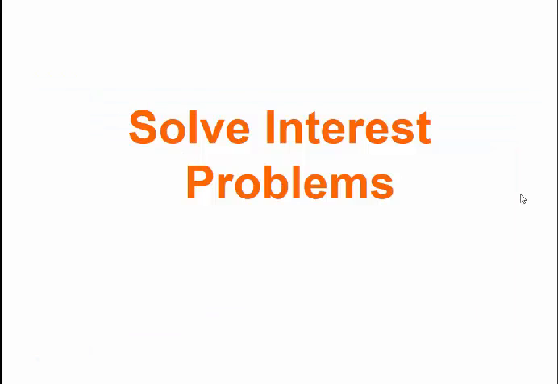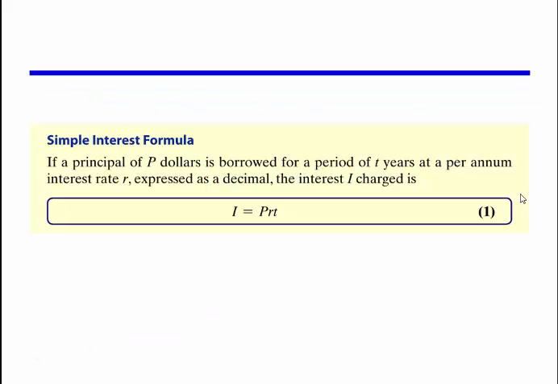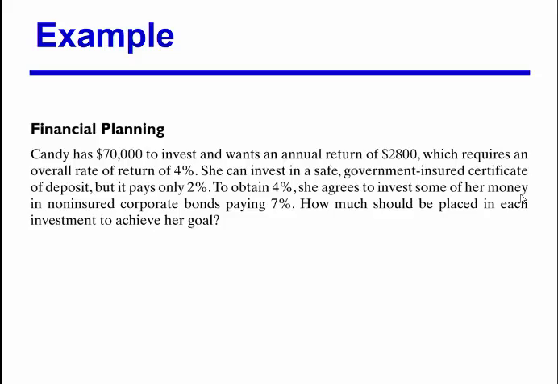And so the first thing is interest problems. So if a principal P dollars is borrowed for a period of T years at the per annum interest rate R expressed as a decimal, then the interest charge is equal to the principal times the rate times the time.